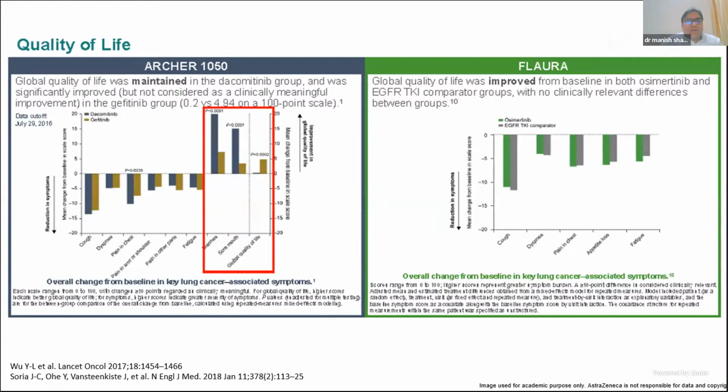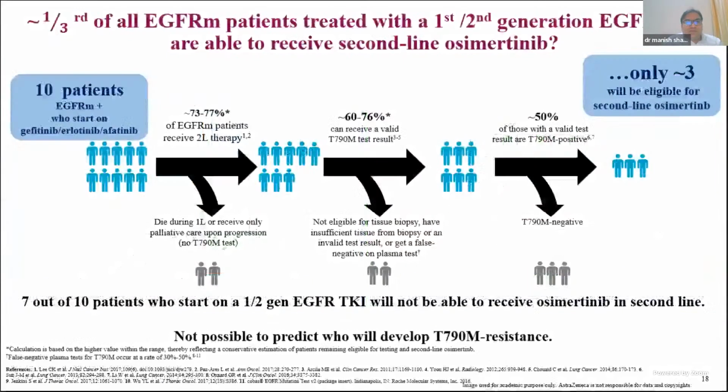Similarly, on quality of life assessment, the global quality of life was maintained in the dacomitinib arm and was significantly improved in the gefitinib group, while the global quality of life was improved from baseline in both the osimertinib and the EGFR TKI comparator groups, with no clinically relevant differences between the groups. So the FLAURA trial showed improved quality of life from baseline, while the dacomitinib arm in ARCHER 1050 had just stable quality of life.